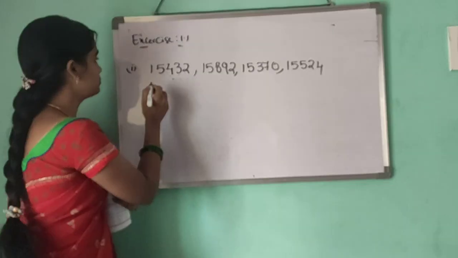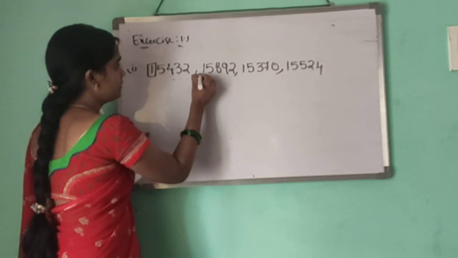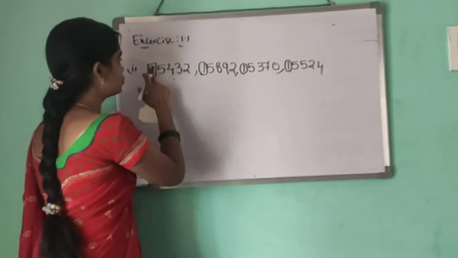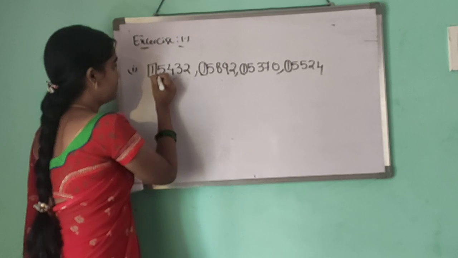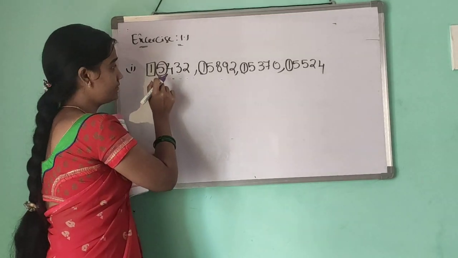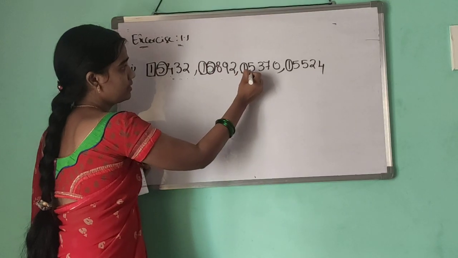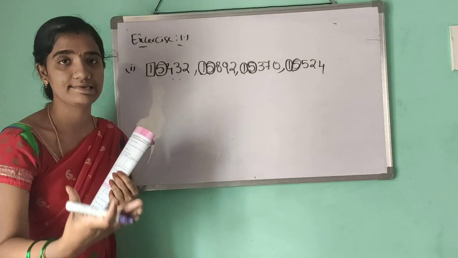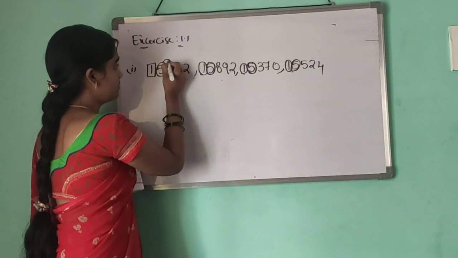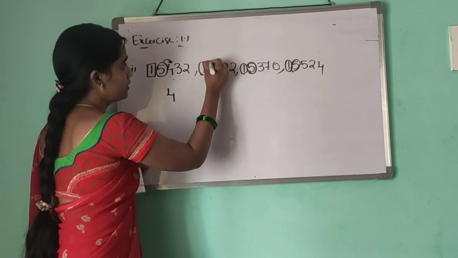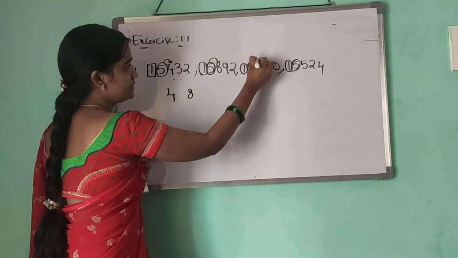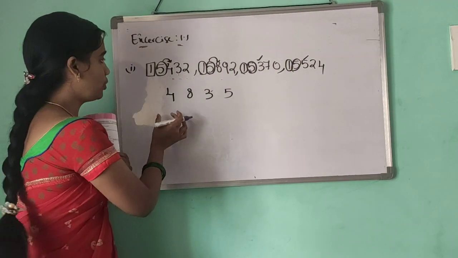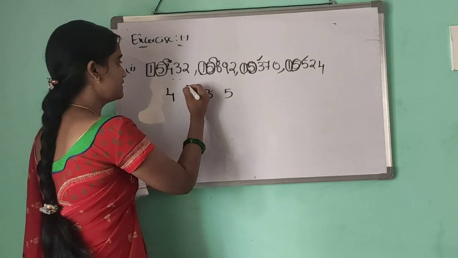Here we have 1, here also 1, 1, 1. All are the same, so we have to move on to the right side. Next number, 5, the thousands position. The first number is 5, the second number is also 5, the third is also 5, the fourth is also 5. So we have to move to the next number, which is 4 in the first, 8 in the second, 3 in the third, and 5 in the fourth. Among these, which is the highest number? 8 is the highest.